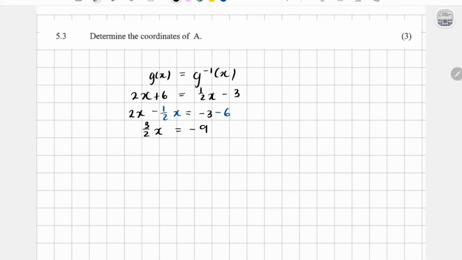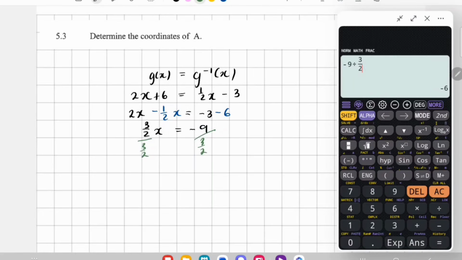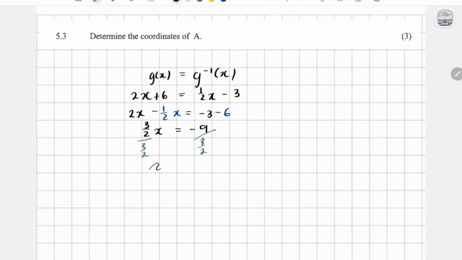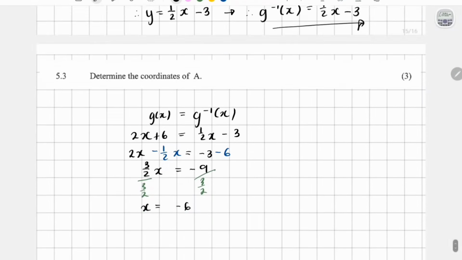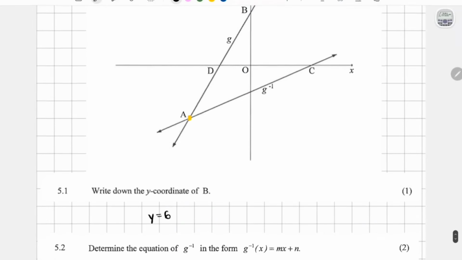Now we just have to solve for x. So we're going to divide both hand sides by 3 over 2. So divide by 3 over 2 and divide by 3 over 2. Okay, so we can go ahead and divide. Okay, so negative 9 divided by 3 over 2 is negative 6. So it just means that x is equal to negative 6. That's the x value of this point A. We found its x value.